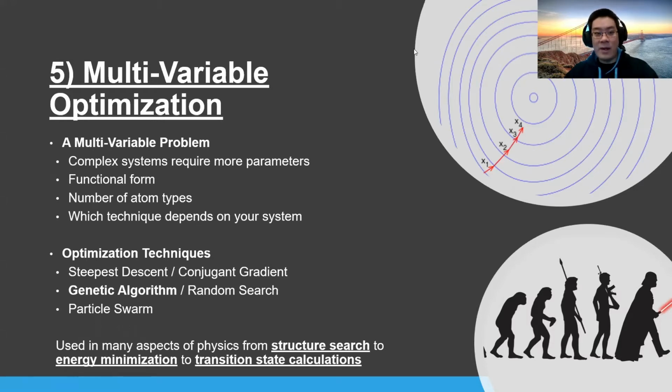And there are many ways of doing this, including things like genetic algorithms, random search, or particle swarm. The one that I'll be talking about today is called genetic algorithm, and I think you will actually be getting additional lectures on other techniques during the rest of the course. So these types of techniques are used in many problems in physics, from things like structure search to energy minimization to transition state calculations.